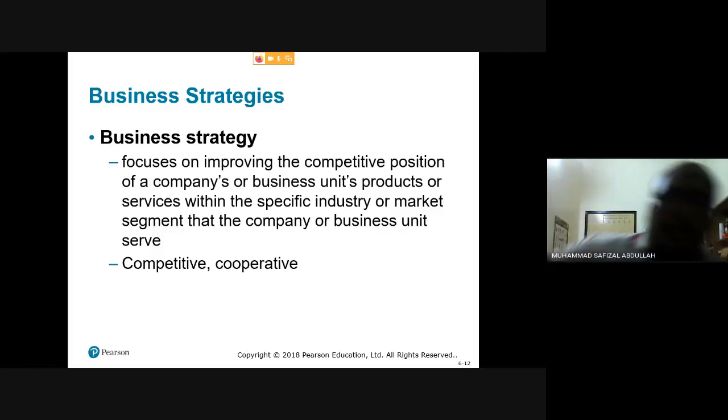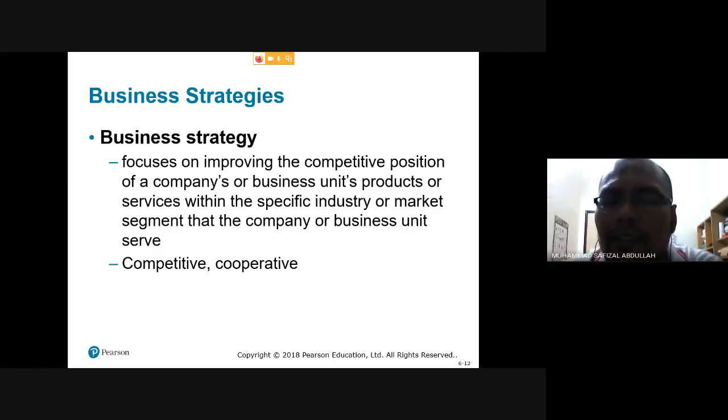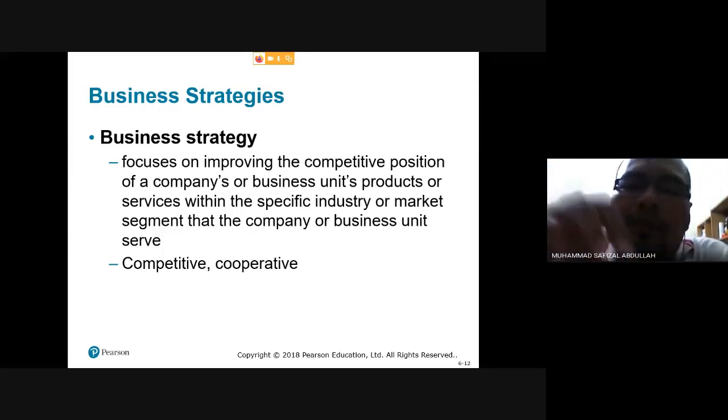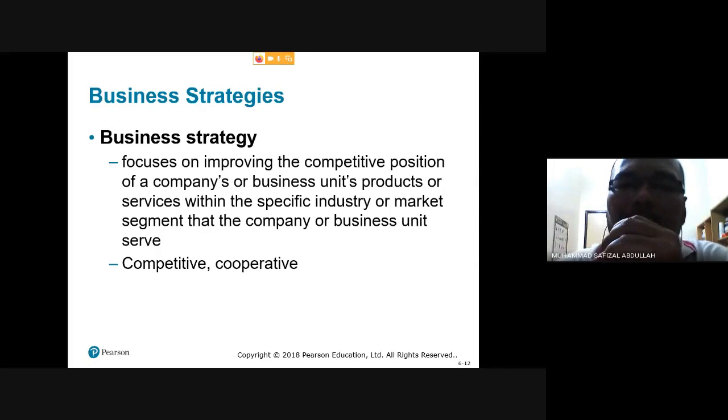What does it mean? It means that with business strategy, we are not talking about direction. Instead, we are talking about how to improve our current position in the current market. Business strategy focuses on how to increase your competitive position in the marketplace. It means that you want to be better than before in the industry, growing your business to a higher level.